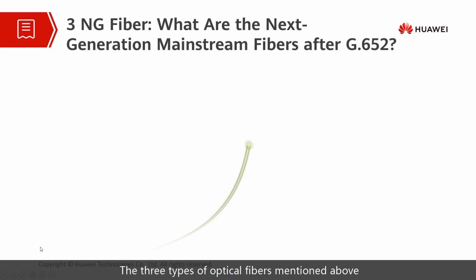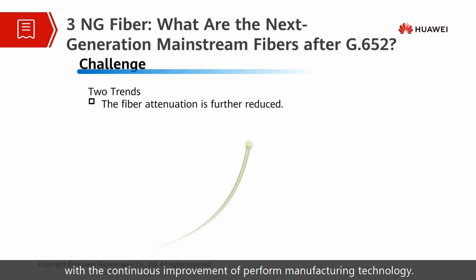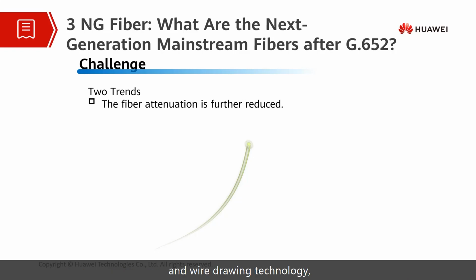The three types of optical fibers we mentioned above are still developing, and there are two main development chains. First, the optical fiber attenuation is further reduced. With the continuous improvement of preform manufacturing technology and wire drawing technology, the optical fiber attenuation can be reduced to less than 0.16 decibel per kilometer.